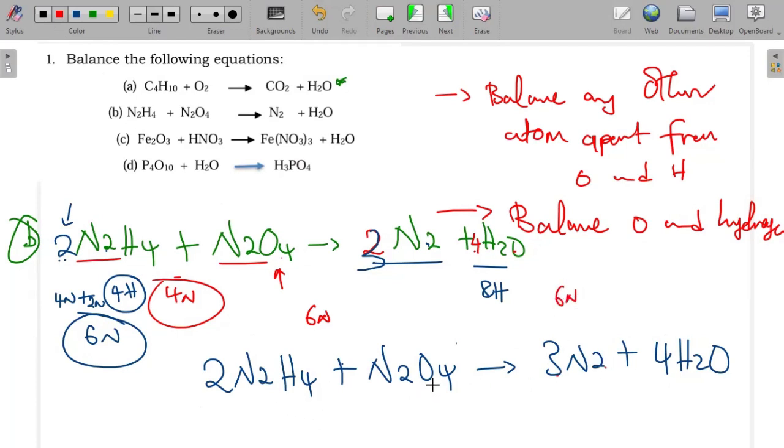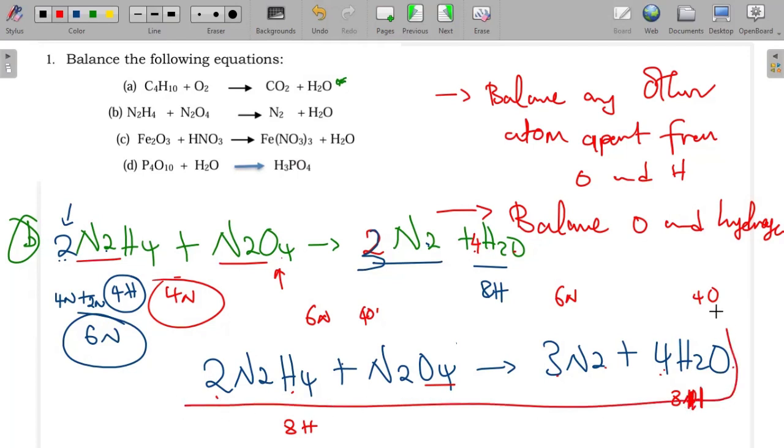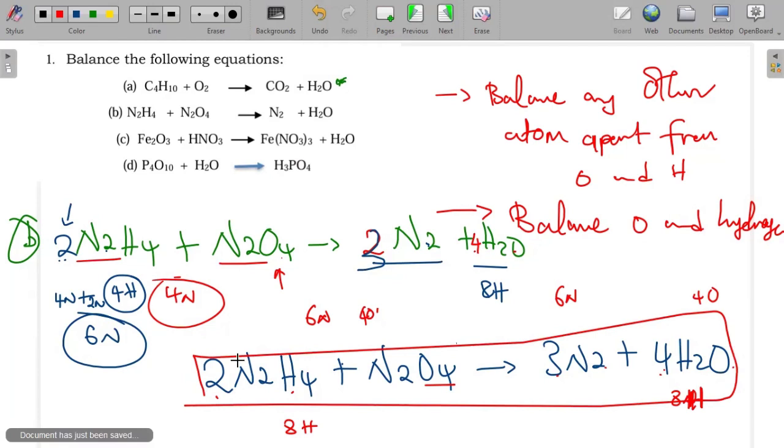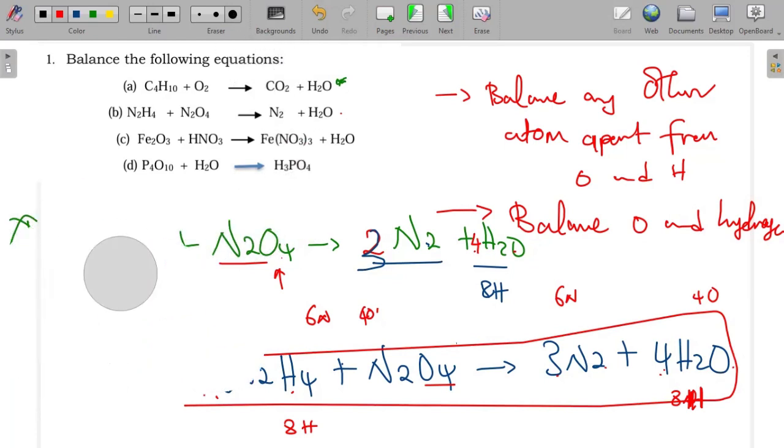Okay, for the oxygen, I only have 4 here. Even here, I have 4 oxygens. The hydrogens, I have 4 multiplied by 2, that would be 8 hydrogens. Even here I have 2 multiplied by 4, that would be 8 hydrogens there. So this one here is the correct balanced chemical equation on number what? 2. Okay, so now on number C, we see that we have some special groups.